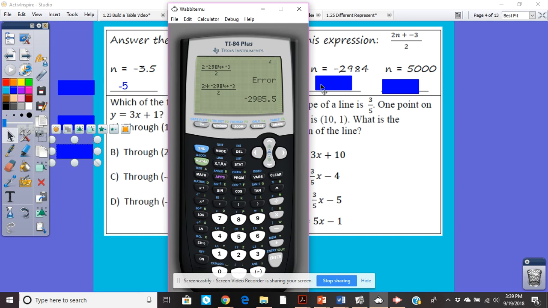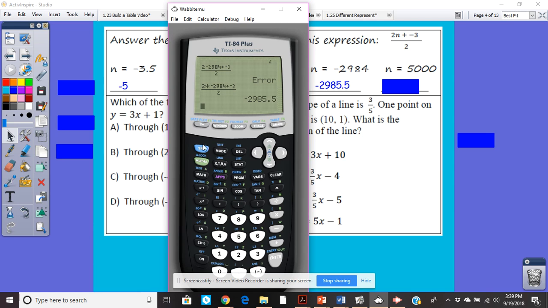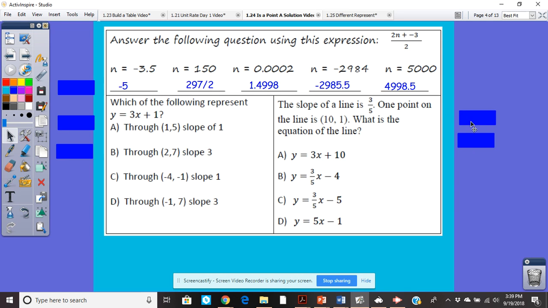So negative 2,985 and 5/10. And then finally, I'm going to do it with 5,000. So second enter will bring up my equation again. I don't need that negative sign. I get 4,998.5.